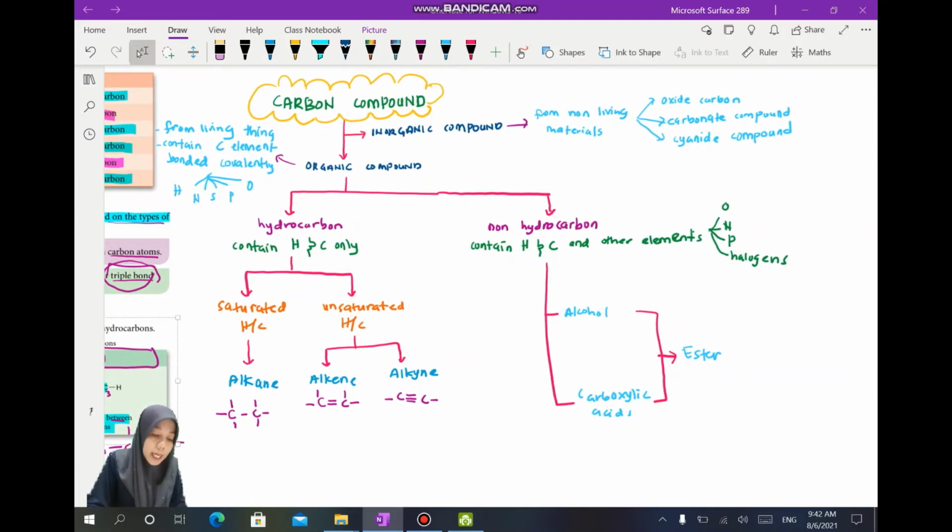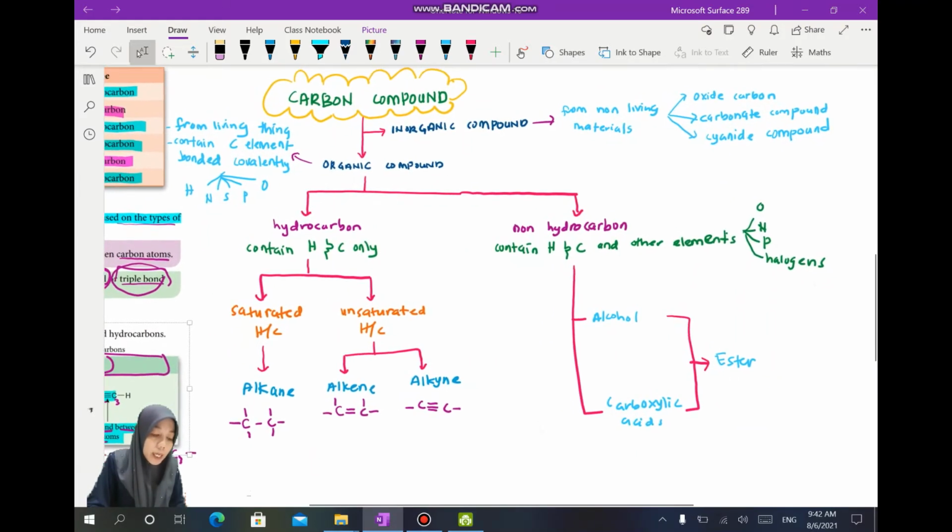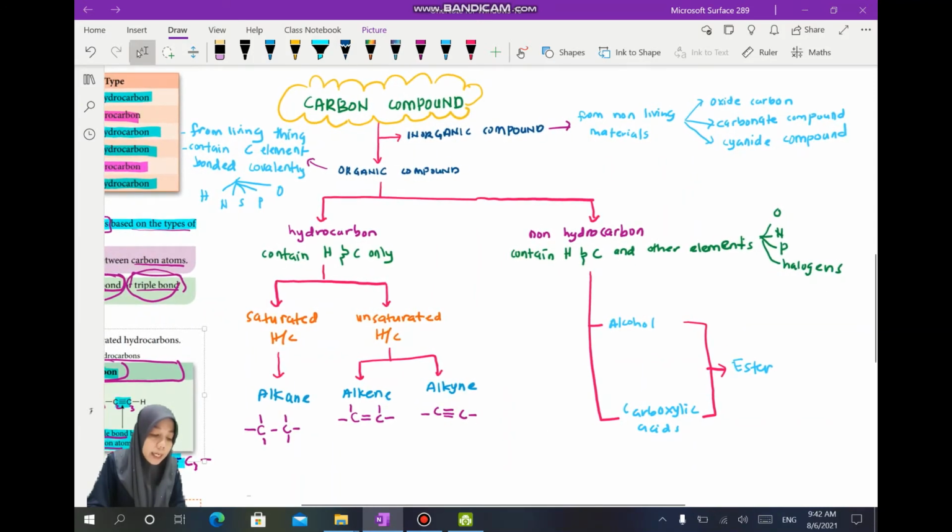Okay, actually hari ini apa yang penting adalah kamu kena understand about carbon compound. Okay, kita tengok balik. Carbon compound divided by 2. Carbon compound terbahagi kepada 2, iaitu inorganic compound and organic compound.